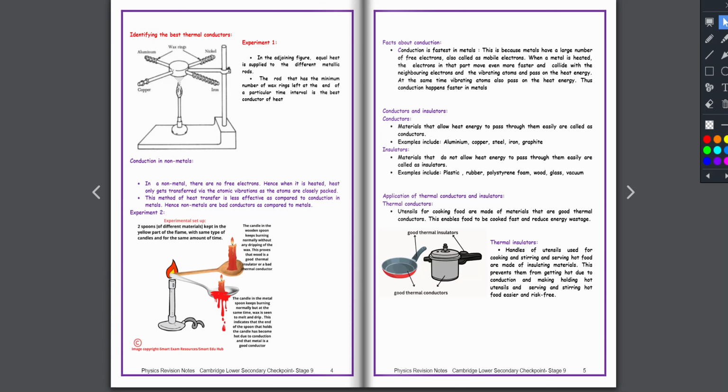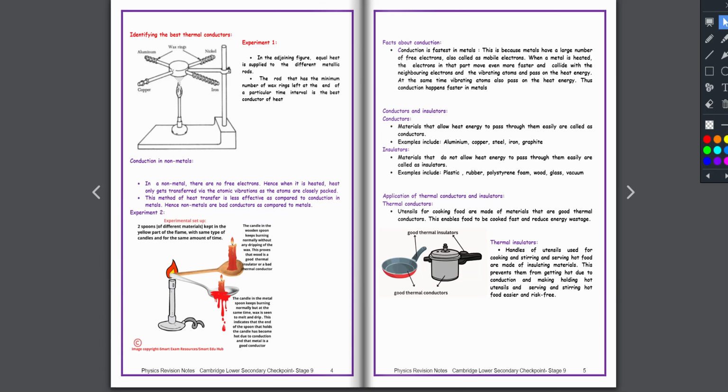So fine. This is basically whatever facts about conduction are written. That's a summary of the entire process of conduction. Okay. Now looking at conductors and insulators. So what are conductors? Materials that allow the heat energy to pass through them easily are called conductors. Examples: aluminium, copper, steel, iron, graphite.